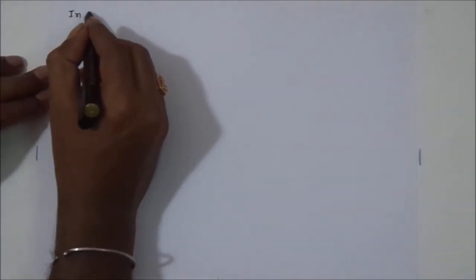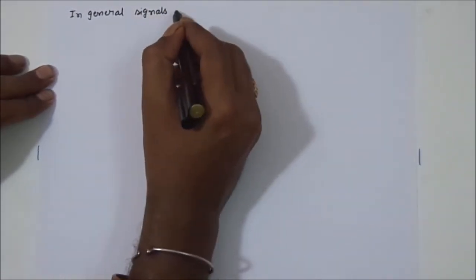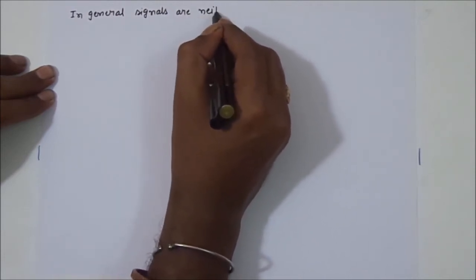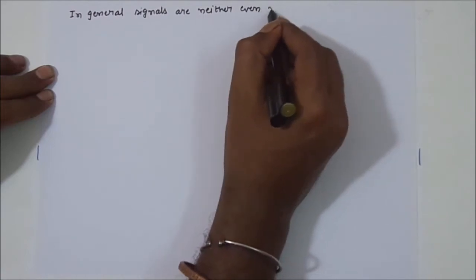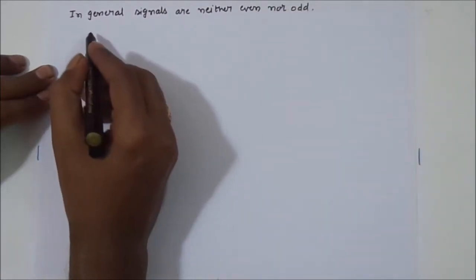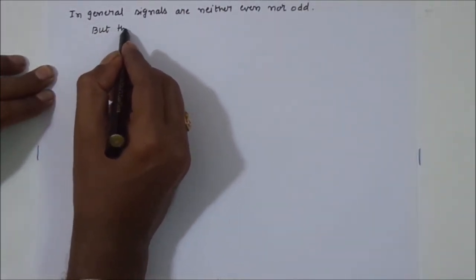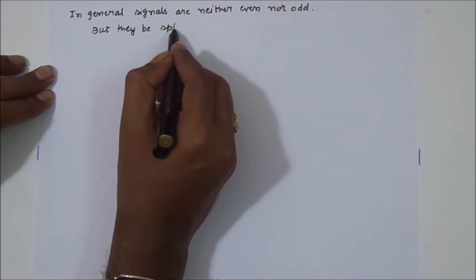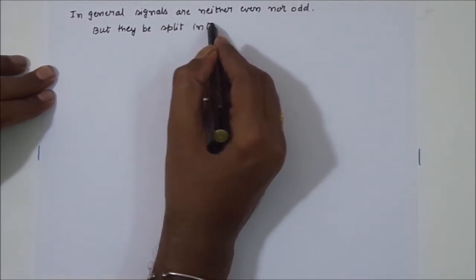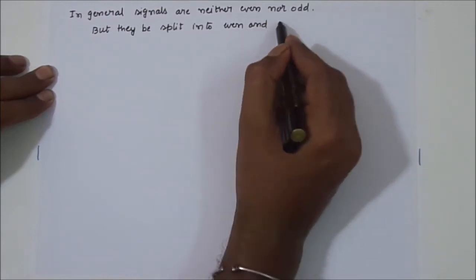Now let us continue with even and odd signals. What does it say? In general, signals are neither even nor odd. But they can be split into even and odd parts as follows.